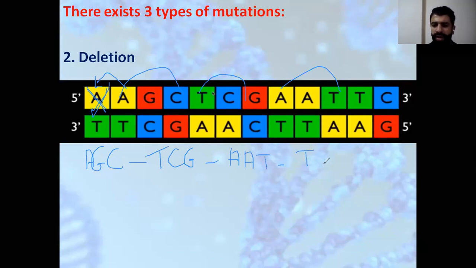Why do we have only 2 in the last one? Since this one is deleted. So we deleted 1 here. So this is called deletion mutation.